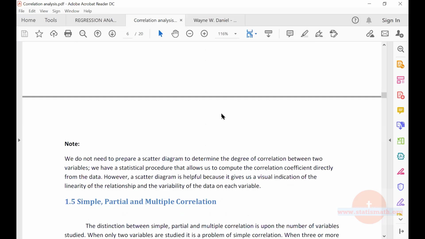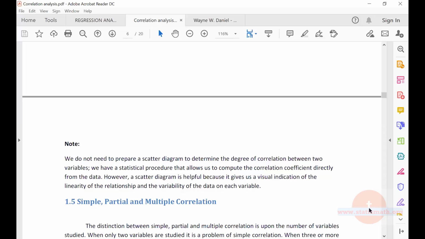We have a statistical procedure that allows us to compute the correlation coefficient directly from the data. However, a scatter diagram is helpful because it gives us a visual indication. It is like when you look at normality: when you superimpose the frequency polygon onto the histogram, that gives you an idea whether the distribution is positively skewed, negatively skewed, or not skewed at all.